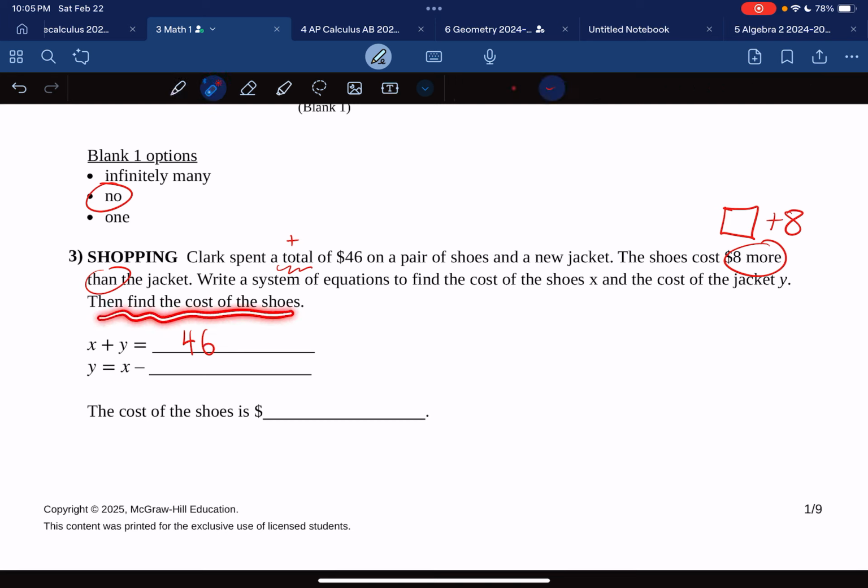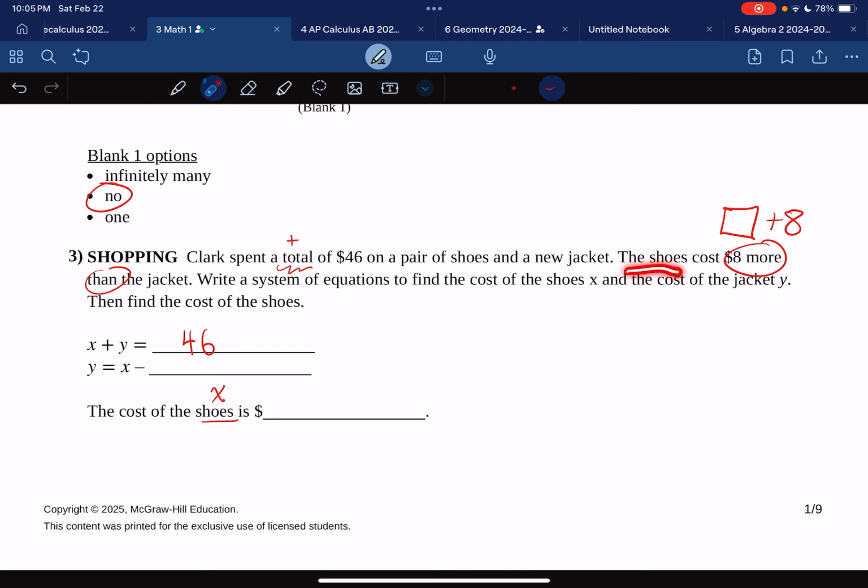And then find the cost of the shoes. So the cost of the shoes is x. So I'm just going to write a note to myself, solve for x right here for the shoes. Okay, so the first equation is just total of 46. That literally says the total is 46.